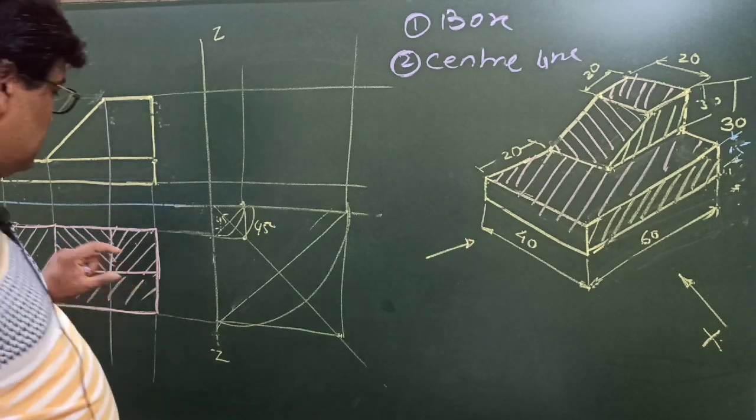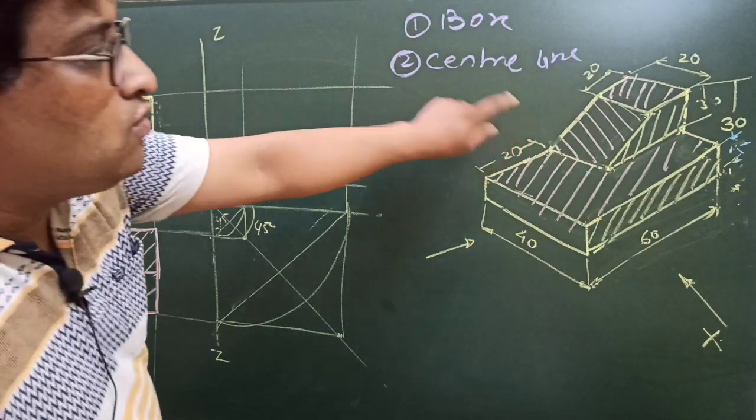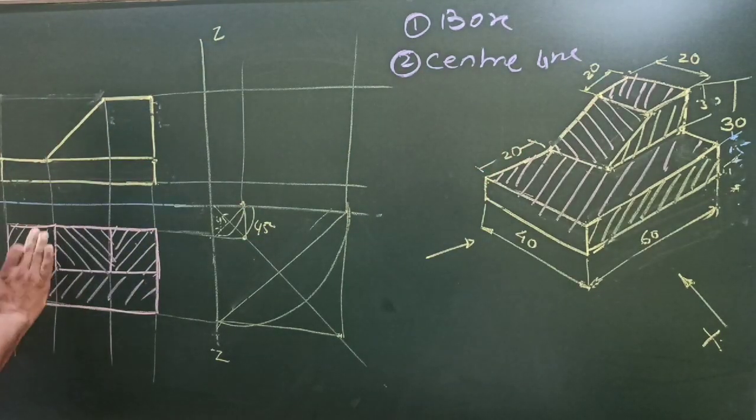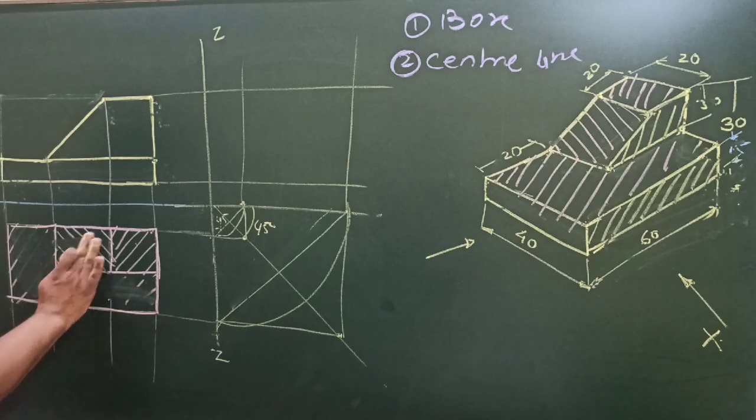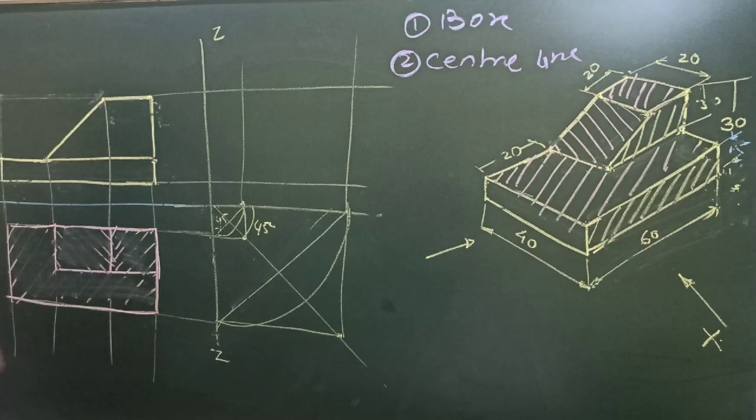You need not show it, I am drawing it just to show what is there. Basically only these lines will be visible. This hatching need not be shown. So this type of diagram will be there in the top view.